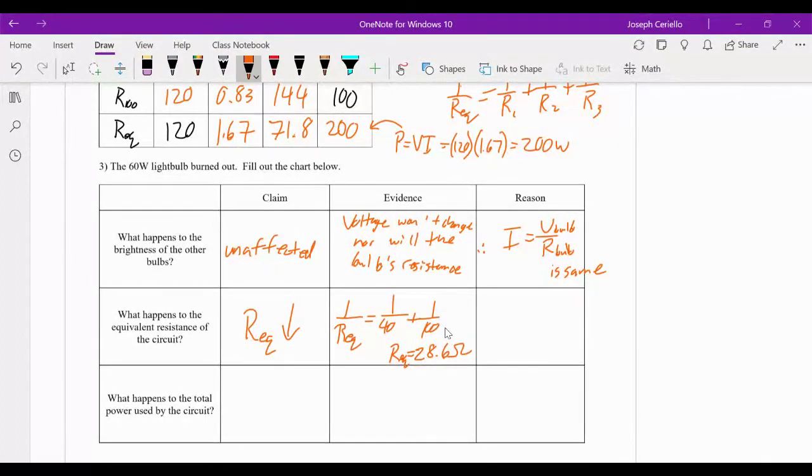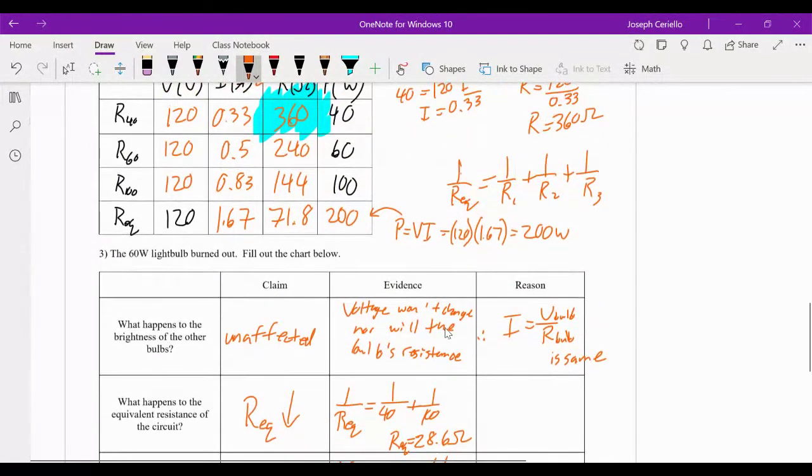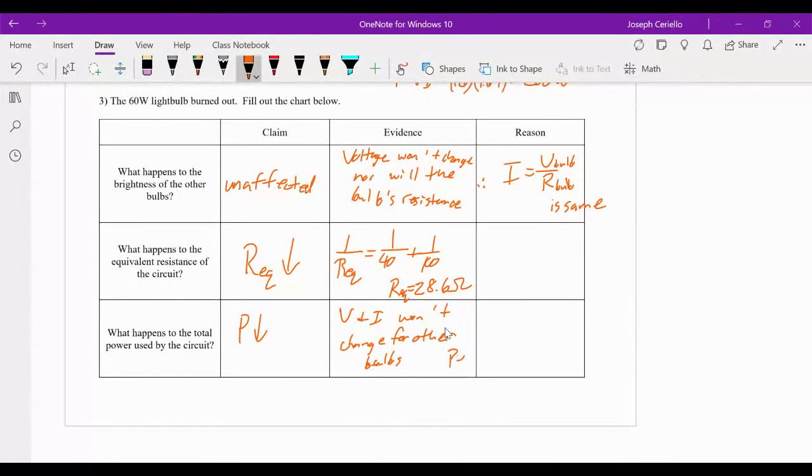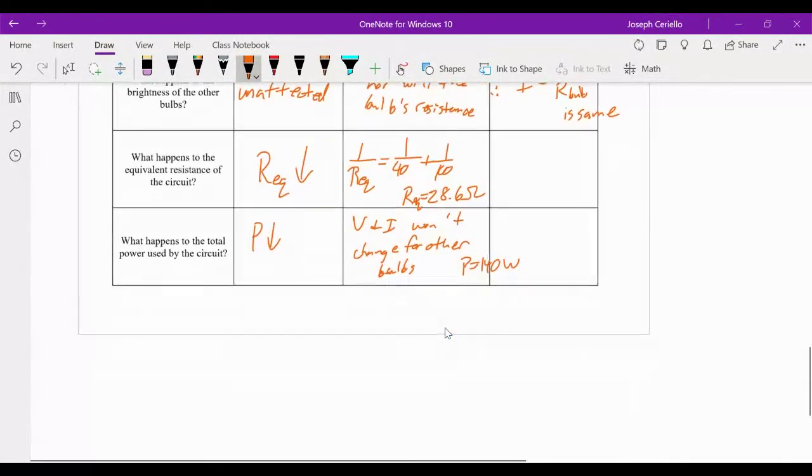And the last one, what happens to the total power used by the circuit? So we already proved, okay, that the total power used by the circuit is going to go down. We already proved that V and I will not change for the other bulbs. So what's going to happen is our power is just going to be 60 less. It's just going to be 140 watts. Okay, and there it is.